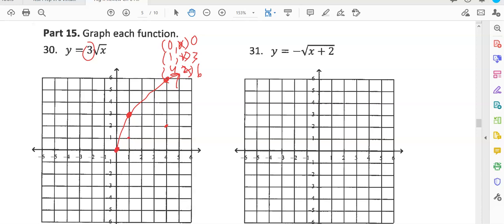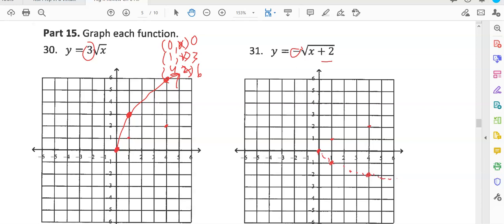This one, plot your parent graph to start with. We're going to do this in 2 steps. So this is a reflection over the x-axis. Let's do that. So my new points are here, here, and here. It's kind of going down right now, something like that. I'm using a dotted line because it's not finished.